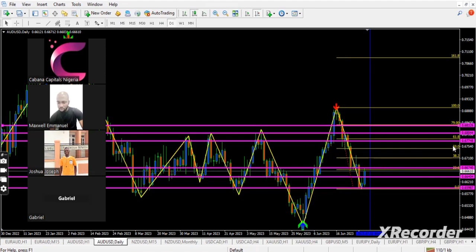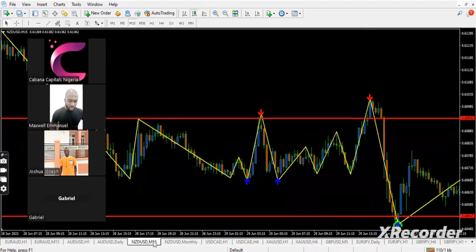Okay, so as you can see, level 50 is not a key level. So there's a probability that price will break this level 50 because we don't have a support or a resistance at that level. But 61.8 is closer to a support level, so this is a key level. Then 79.0 is not a key level. So it is likely that price will pull back to this level before it starts selling. So this is the area I would consider selling Australian dollar USD.